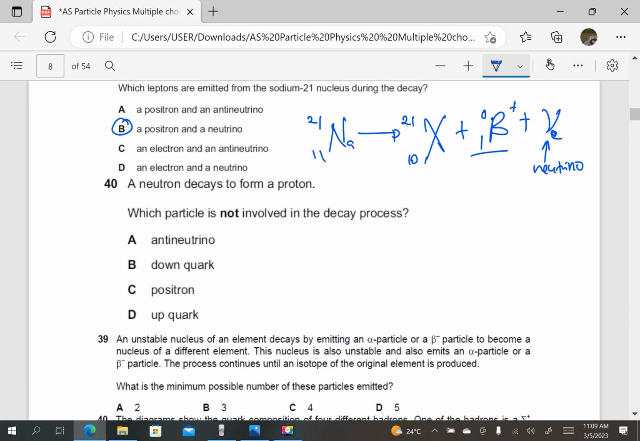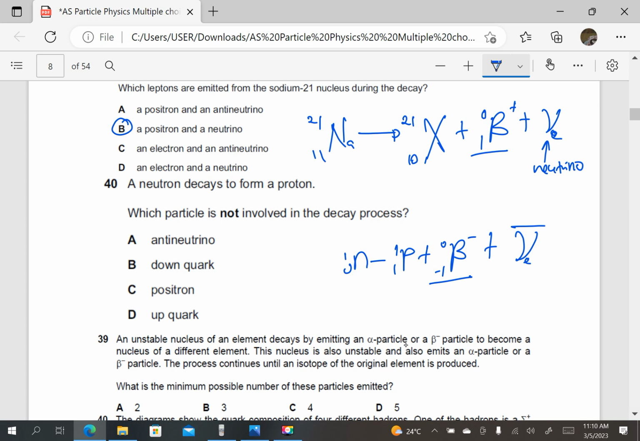A neutron decays to form a proton. Which particle is not involved in the decay process? A neutron is forming a proton. Neutron is 1, 0, proton is 1, 1. To balance the equation, this will be beta minus, 0, negative 1, so that the charge is also balanced. Of course, beta minus is a normal electron. It is accompanied by an antineutrino, which is written like that. That is the antineutrino. So which particle is not involved in the decay process?